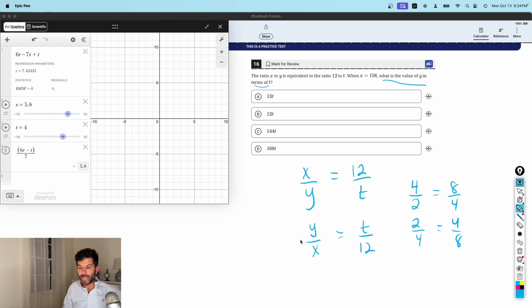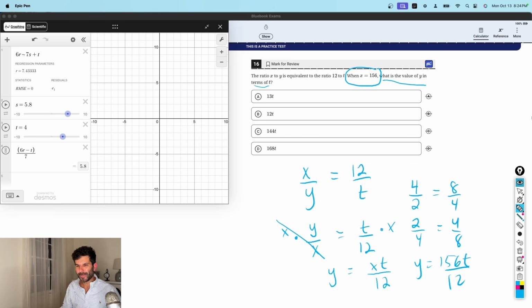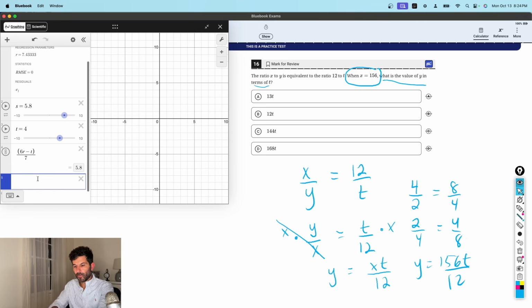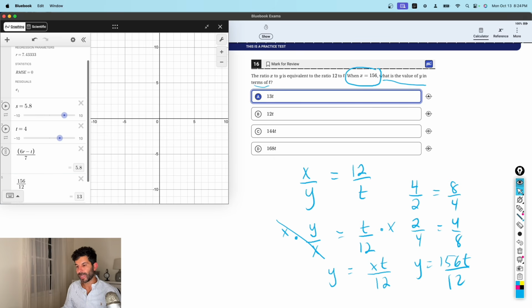So if I do this, now I can say to myself, all right, let me get rid of the x. If it's y divided by x, I'm going to times it by x. What I do to one side, I do to the other. And I now have y is equal to xt over 12. Well, remember when it said x is equal to 156? So we're going to say y is equal to 156t over 12. I'm going to see if that can be reduced. So let's go with 156 over 12. You can see the answer is 13. So I'm going to confidently pick 13t, and that is answer A.